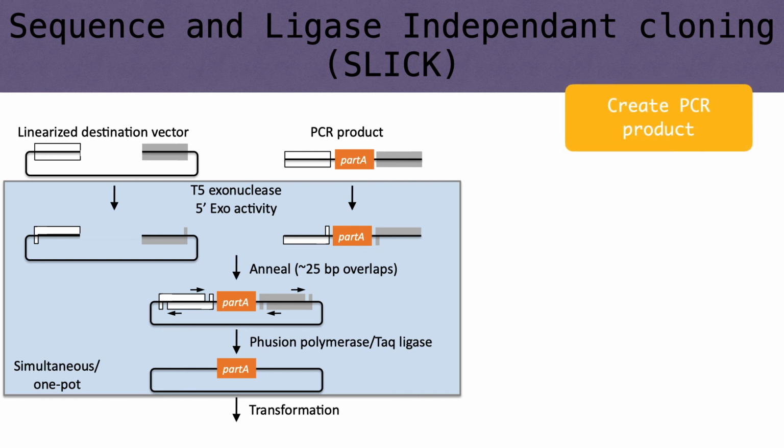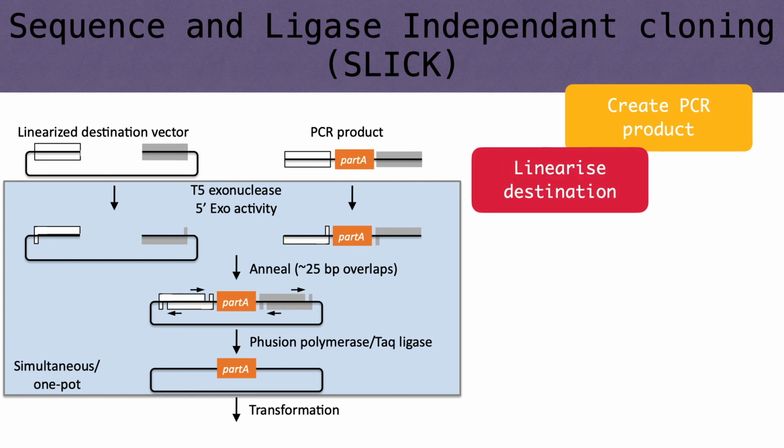Similarly in SLIC as well, we have to create the PCR product. For the PCR product, we have to use specially designed primers so that at the ends of our PCR product, it will create homologous sites with our destination vector. So we create a PCR product for our gene of interest that we want to clone, and we use special primers so that it creates homology between our destination vector and our PCR product. We have to linearize the destination vector either using PCR, or if you want, we can use a restriction digest.